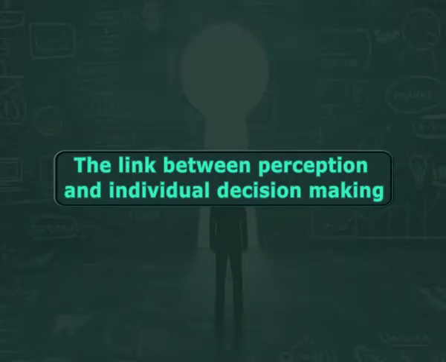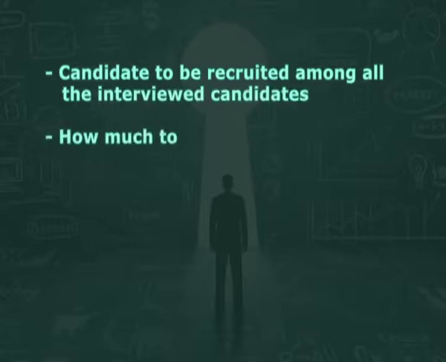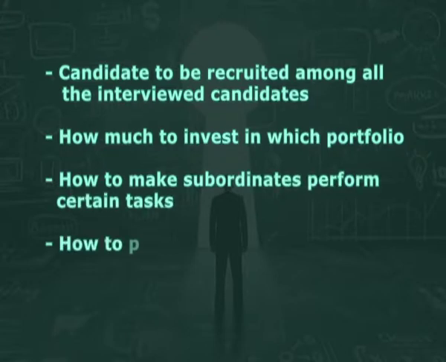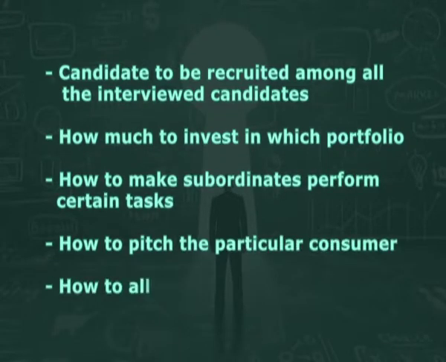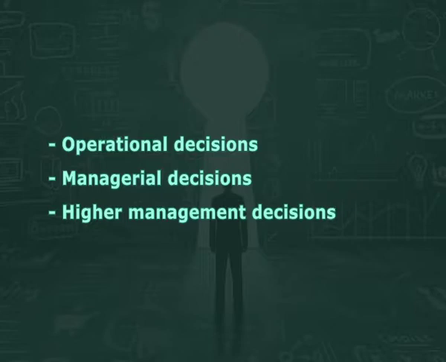The link between perception and individual decision making. There are many decisions being taken by officials every day at the workplace, like which candidate to be recruited among all the interviewed candidates, how much to invest in which portfolio, how to make subordinates perform certain tasks, how to pitch a particular customer, how to allocate pay rises, etc. Different decisions are made at different levels, like operational decisions, managerial decisions, higher management decisions. All of these choices are influenced by the perception of an individual.